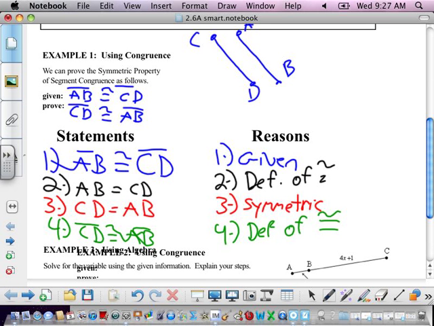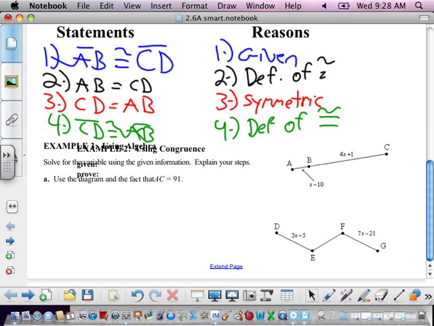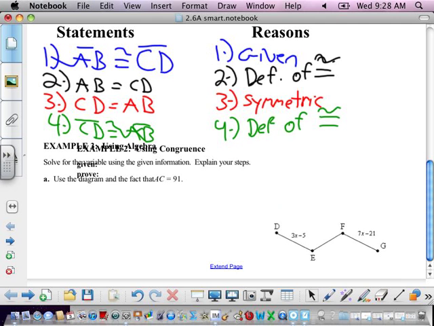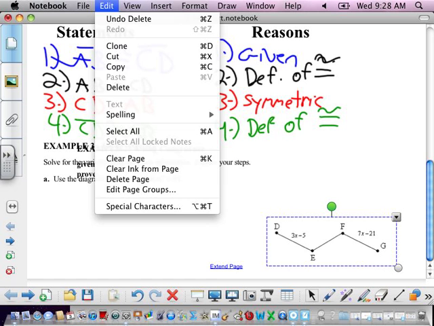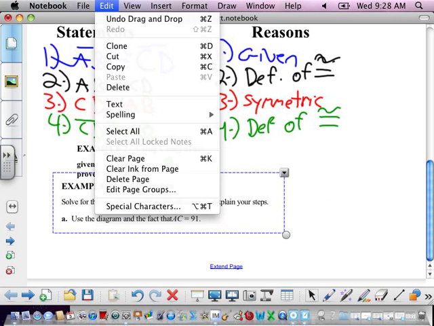Okay. Let's look at the next one. I'm just going to move it up. What's number 2 there again? Definition of what? Congruency. It looks like a Z because my computer keeps connecting. Definition of congruency. Okay.